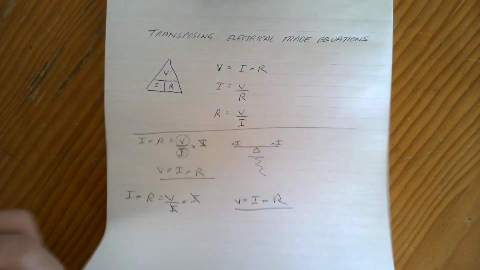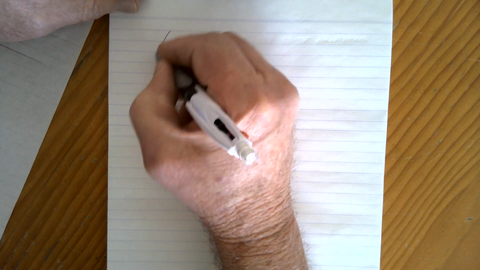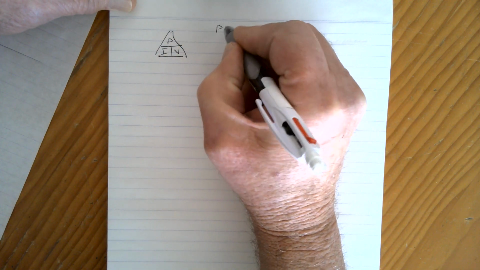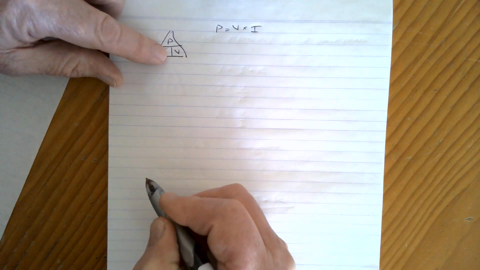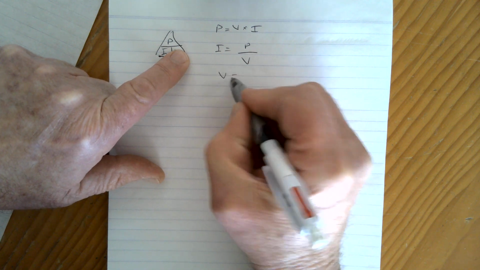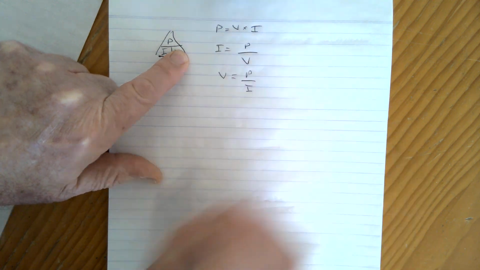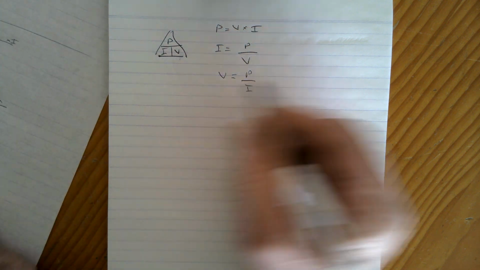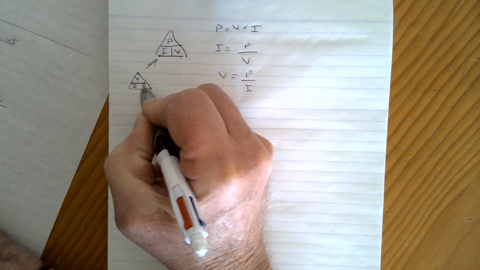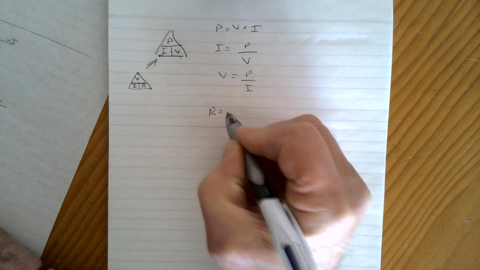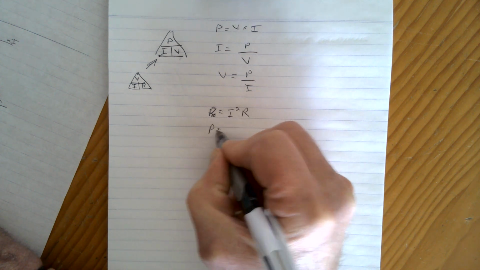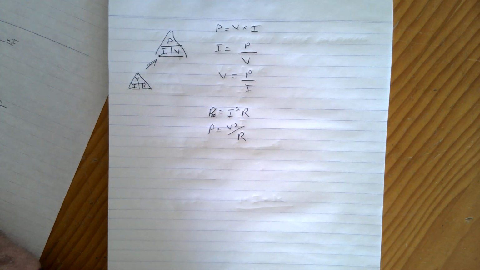A similar thing can happen with the power equation with the PIV triangle, of course, where power equals volts times amps, or the current equals the power divided by the volts, or the volts equal the power divided by the current. So if we substitute into this Ohm's law, the VIR triangle, we end up with the other power equations of P equals I squared R and P equals V squared on R.